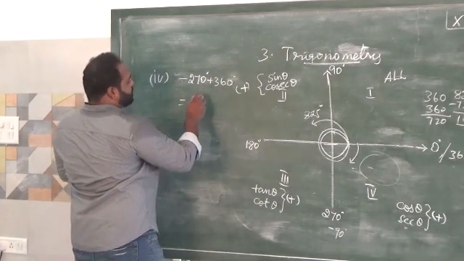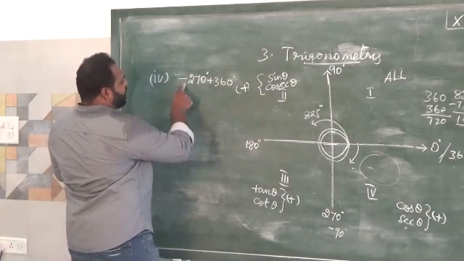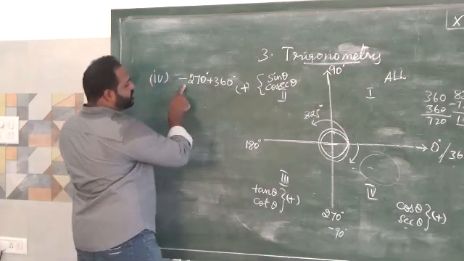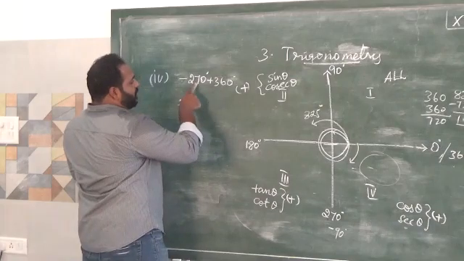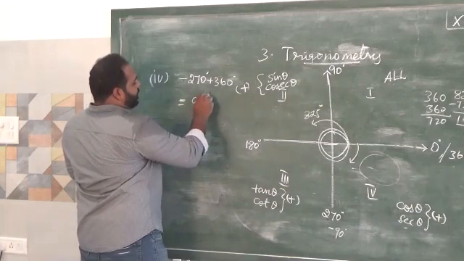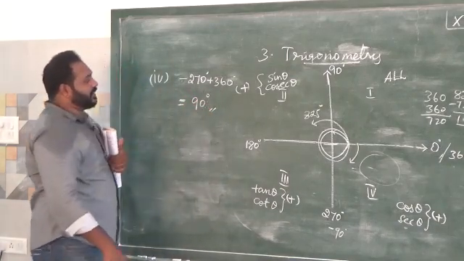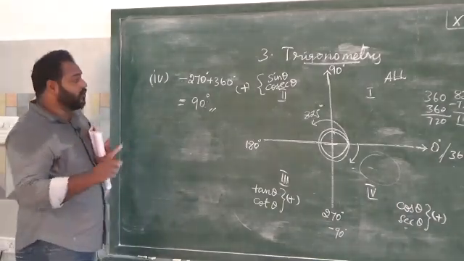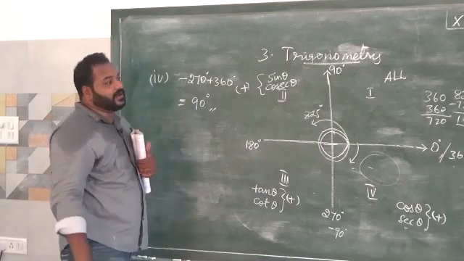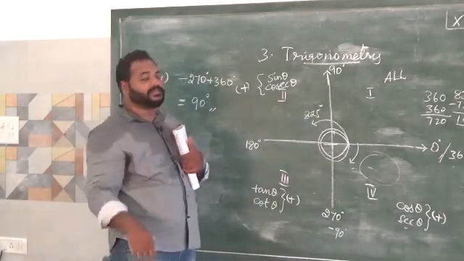If you add this, minus 270 plus 360, definitely it is a positive value. It is 90 degrees. It is the coterminal angle. If you are getting a minus value for finding coterminal, you have to add 360. If it is a positive value, you have to subtract 360.